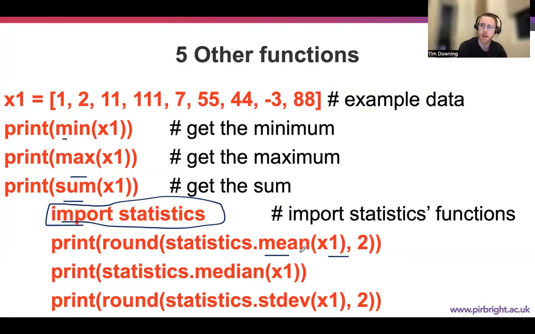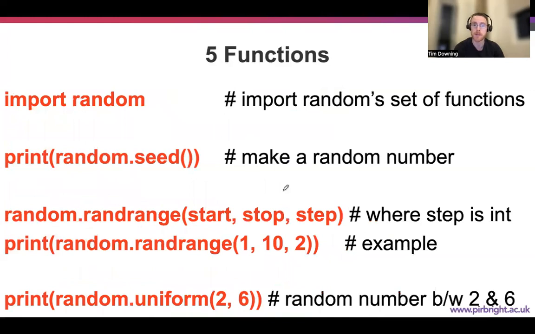So it's effectively calling the package statistics, looking for the mean function, and we're giving it x1 as the argument to that. And we're wrapping round this because we don't need the mean value to 75 digits. We just need 2 digits. It's perfectly fine for us. We can get the median as well. We can get the standard deviation too in the same way, just stdev. So this means that Python can calculate numerical values if we needed to.